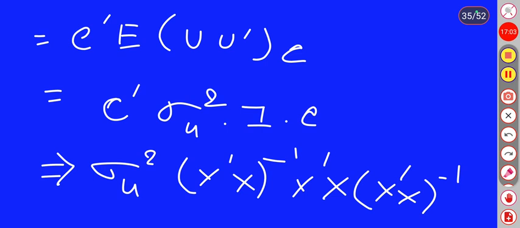We know that the expected value of u u prime is equal to sigma u square I. This is a spherical model, that is why it is sigma u square into the identity matrix I, into c. So sigma u square into c prime, where c prime is x transpose x inverse x transpose, and c is x into x transpose x inverse.